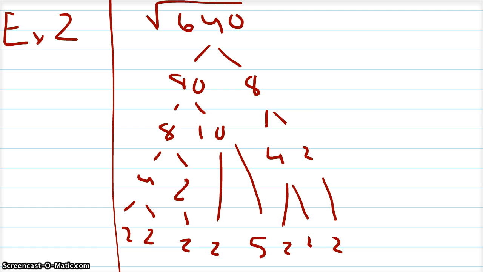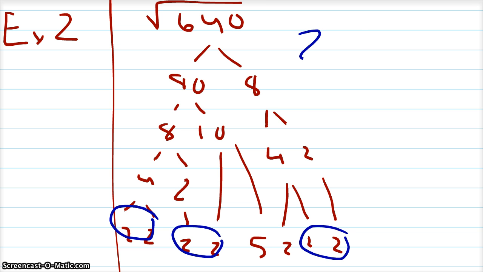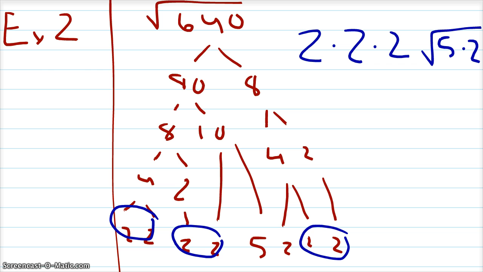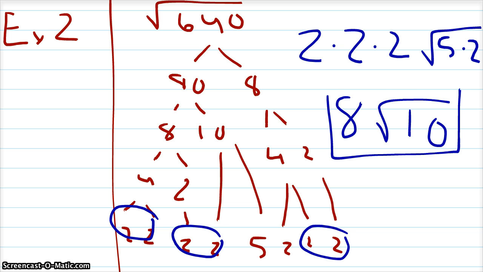Okay, then you look for any pairs you may have. So I have a pair of 2s here, another pair of 2s, and one more pair of 2s. So I have 3 pairs of 2s, so I'm going to have a 2 times another 2 times another 2 on the outside, and then a 5 times 2 left over for the inside. So I'm going to have 2 times 2, which is 4, 4 times 2, which is 8, and then 5 times 2, which is 10. And that would be my final answer.